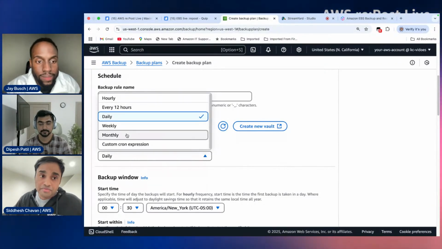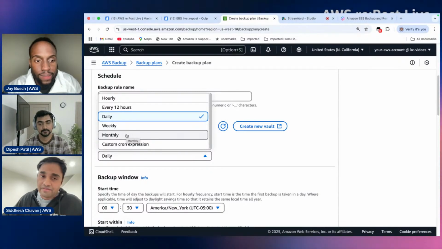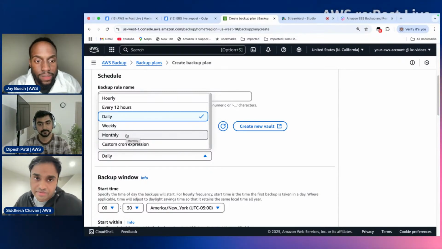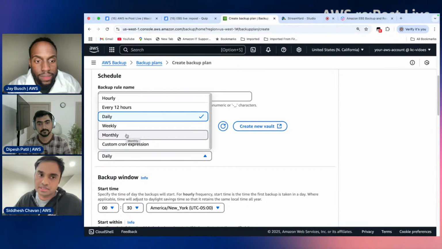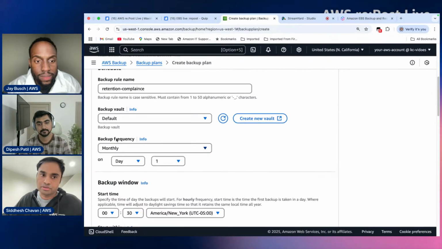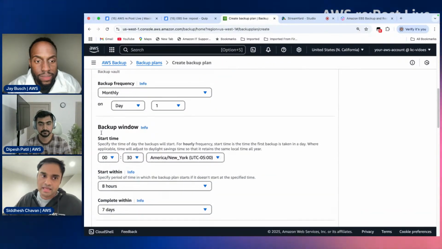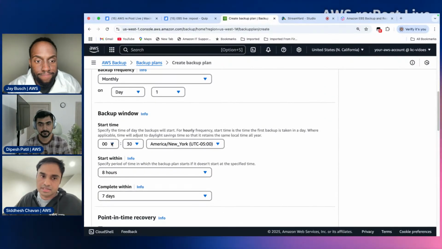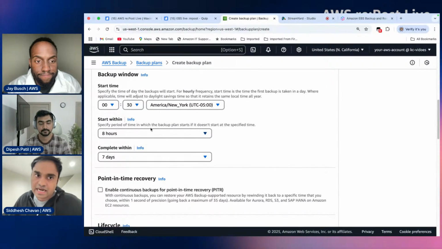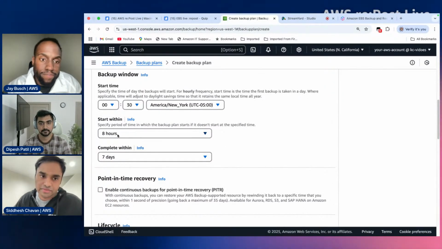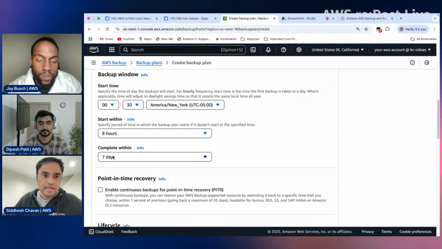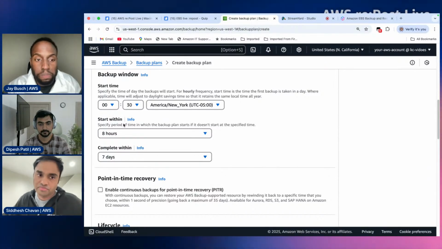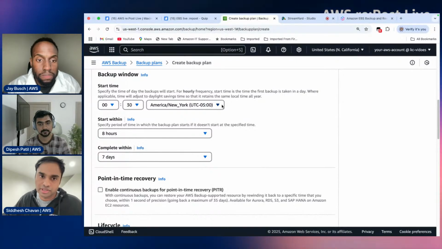The minimum frequency for having the EBS archival tier supported under the AWS Backup service is monthly, so I'm going to go with that. The backup frequency is monthly, on the first day of the month. Start time is 12:30 Eastern, midnight. You can select any start time as per your requirement. Start within 8 hours of 12:30 and complete within 7 days. If this backup is not completed within 7 days, your backup dashboard will show it as a failure.